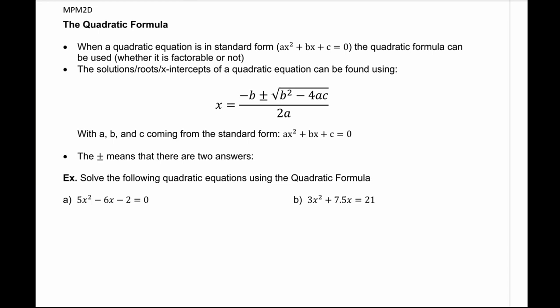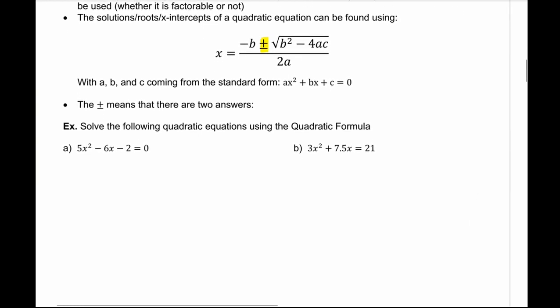And the a, b, and c come from the coefficients of the terms in standard form. So a is coming from the x squared, b is in front of the x, and c is the constant or the value on its own. Keep in mind that the plus and minus in the equation means that there will be two answers. Now, in some cases, depending on what the situation is, you may be adding or subtracting the same value. But again, you should break off into two different parts at the end.